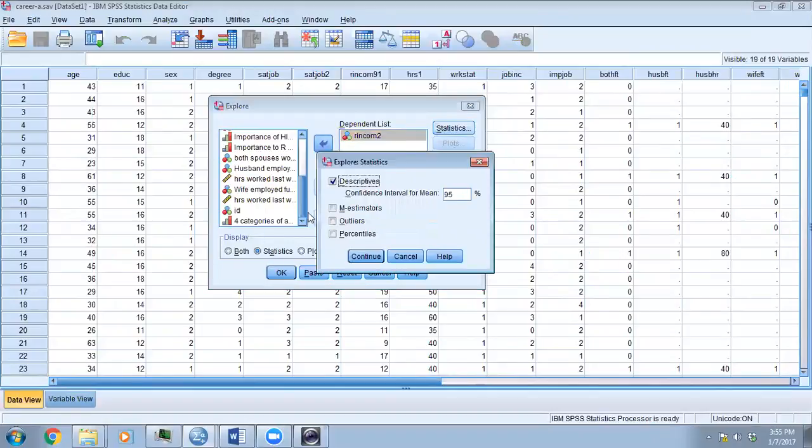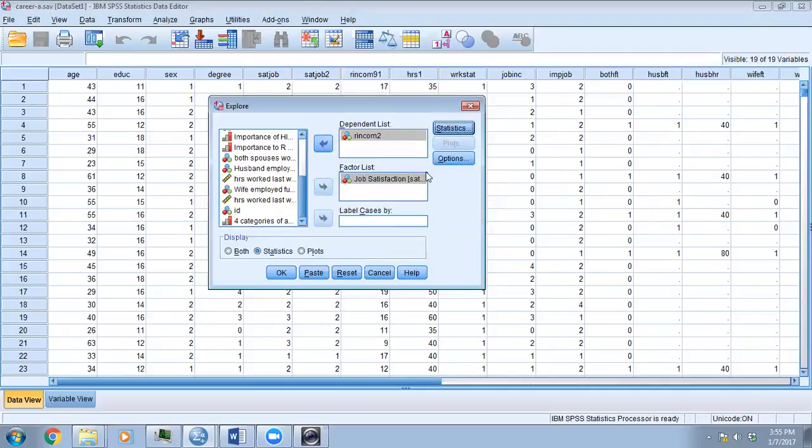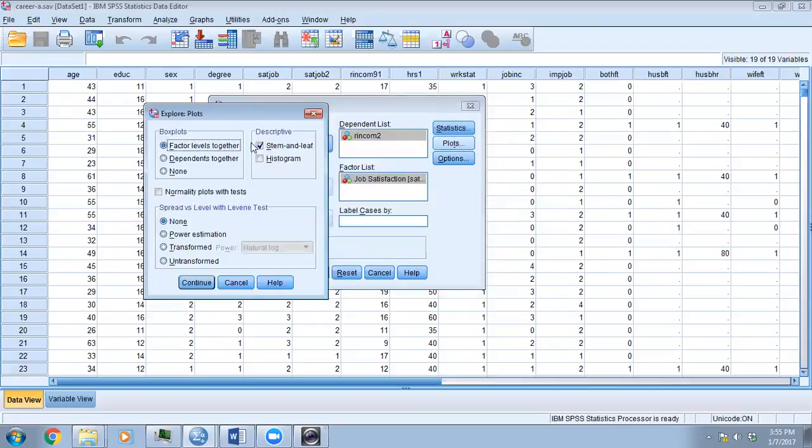So in the statistics, we have to click for outliers. This is going to help us identify the extreme values here. And we want both statistics and plots. In the plots, we want a box plot. It's always good to see the box plot. We also want the stem and leaf plot here.